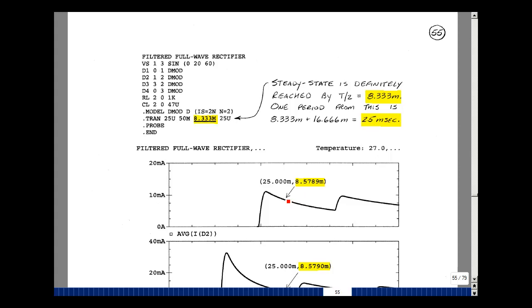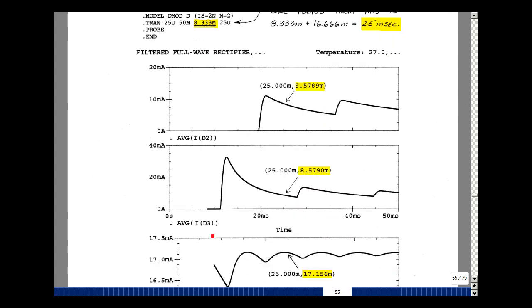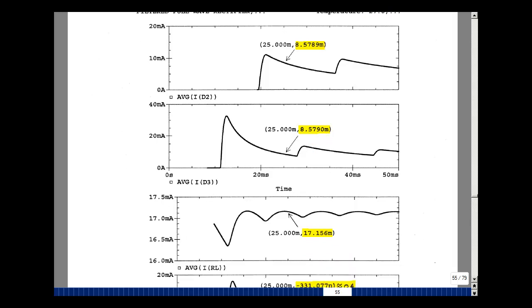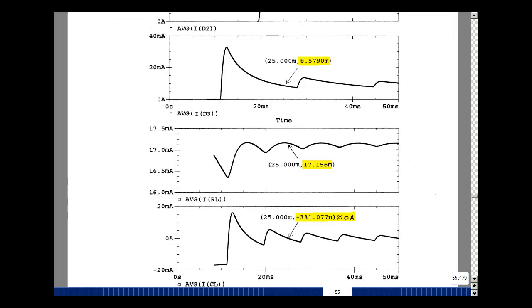But when you get to 25 milliseconds, and really every period after that, you get the same value of 8.5789 milliamps. And this is the same value for I sub D4. Do the same thing for I sub D3, and you would get the same value for I sub D1. I get roughly the same number, 8.5790 milli. And then we could say that the sum of those two currents equals the current in the load plus the current in the capacitor on the average. At 25 milliseconds, I get 17.156 milli, which is roughly the sum of those two. And the average capacitor current is a negative nanoamps, which relative to milli looks like 0 amps.